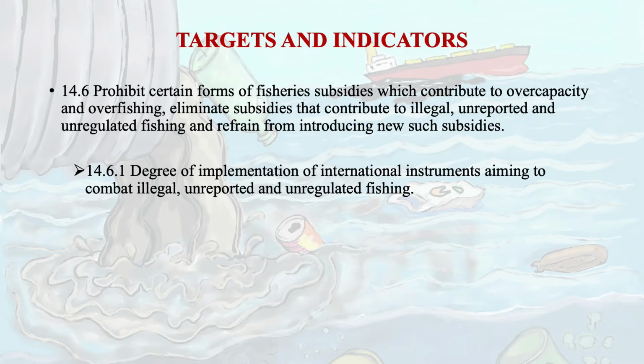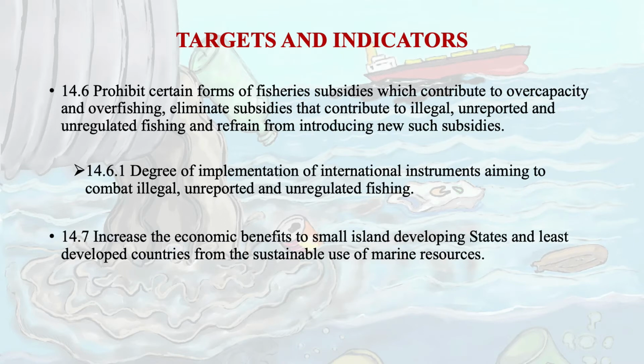Then we have target number 7. By 2030, increase the economic benefits to small island developing states and least developed countries from the sustainable use of marine resources, including through sustainable management of fisheries, aquaculture, and tourism. When we talk about sustainable livelihood improvement, especially in least developed countries and small islands, fisheries, aquaculture, and, especially in small island countries, tourism play an important role. So we need to increase the economic benefit to those areas, and that has to be looked at through sustainable management of those important sectors, that is fisheries, aquaculture, and tourism.